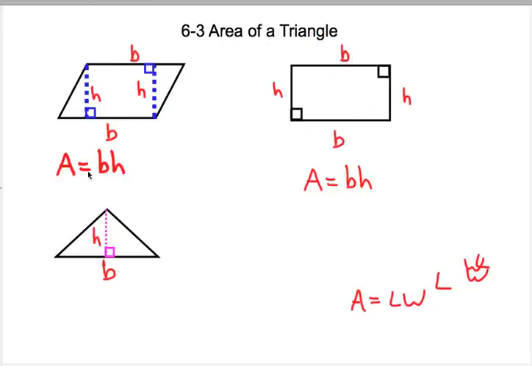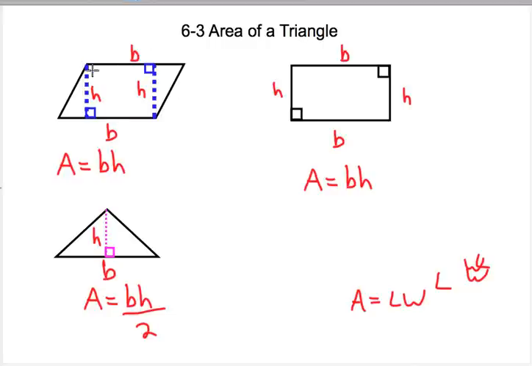And the reason I'm doing it this way is to show you that the formula for all three of these shapes is actually almost the exact same thing. The formula for area of a triangle is actually area equals base times height. The only difference is we're going to divide it by 2. Okay, so it's the exact same thing as these two. We're just going to divide it by 2.